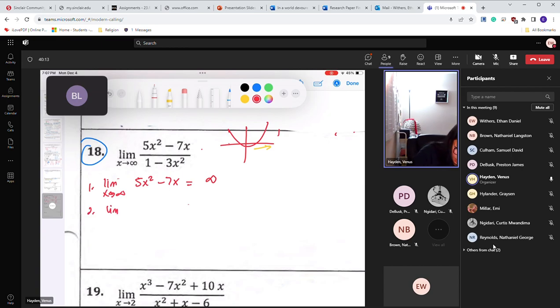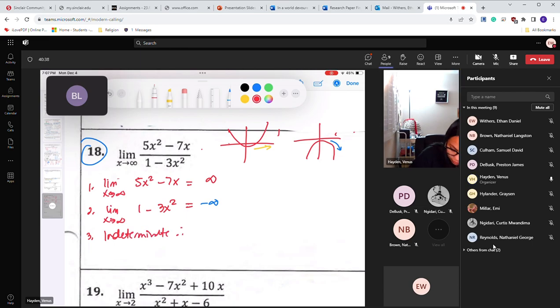Number 2. The limit as x approaches infinity of 1 minus 3x squared. Since that's a negative for the parabola, it goes downward. So as x approaches infinity, the value of y actually goes to negative infinity. So it's going to be infinity over negative infinity, so that will be indeterminate. 3. Indeterminate. Therefore, use L'Hopital's rule.